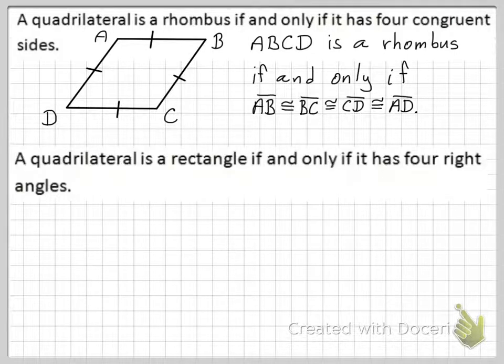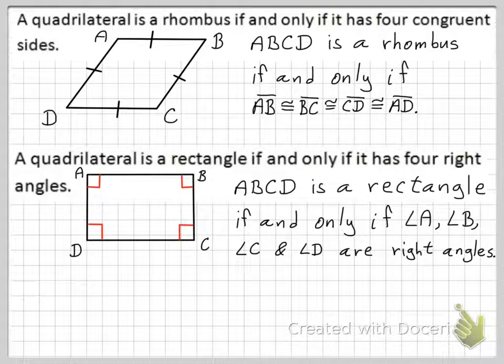Next up, we have the rectangle corollary, which states that a quadrilateral is a rectangle if and only if it has four right angles. So ABCD is a rectangle if and only if angle A, angle B, angle C, and angle D are right angles. Okay? If you have four 90-degree angles in a quadrilateral, then you have a rectangle. Okay? That's all you need to prove.